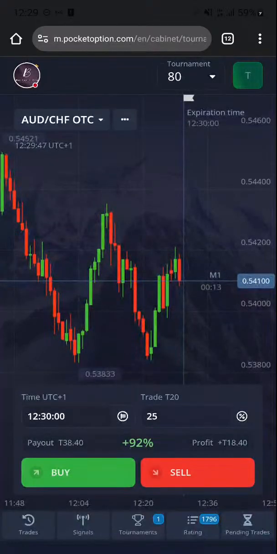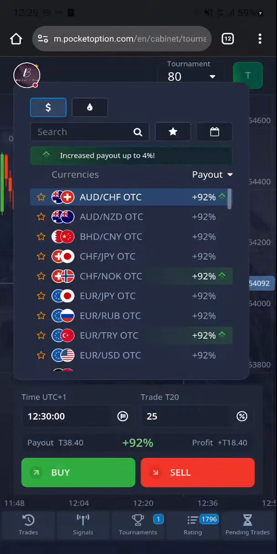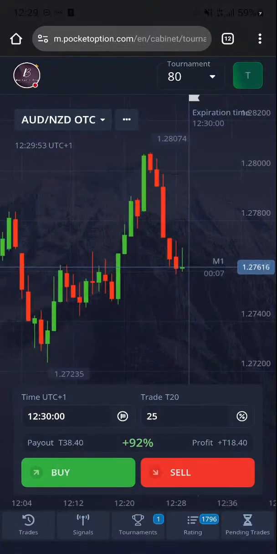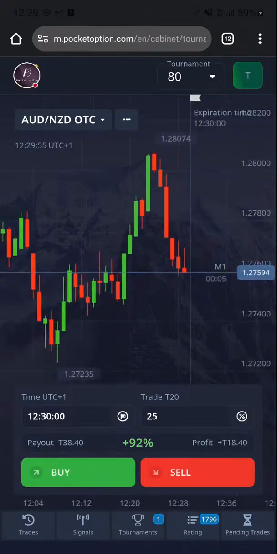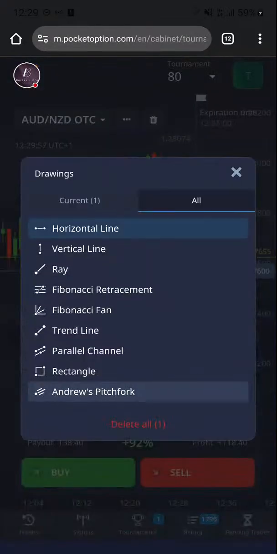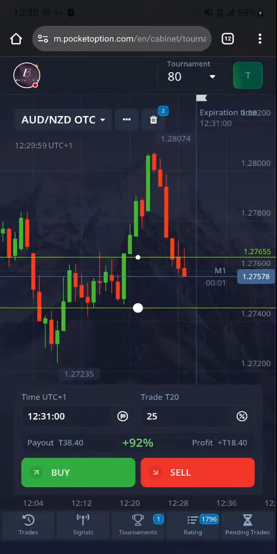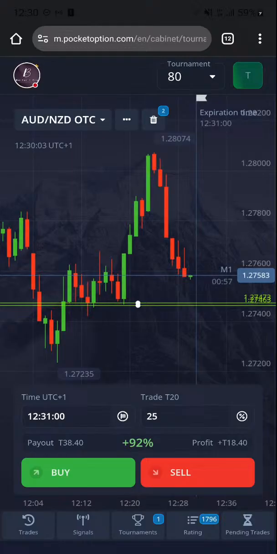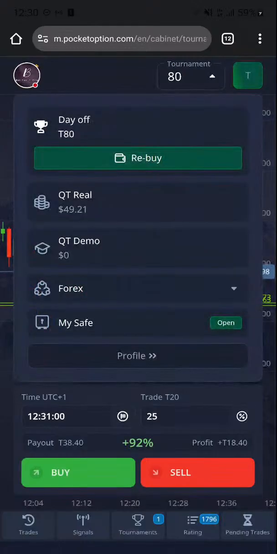All right. So we're looking for a very good opportunity in the market. We have another doji here, but this kind of doji is not the type of doji we want to trade. This looks like a very nice breakout. Okay.